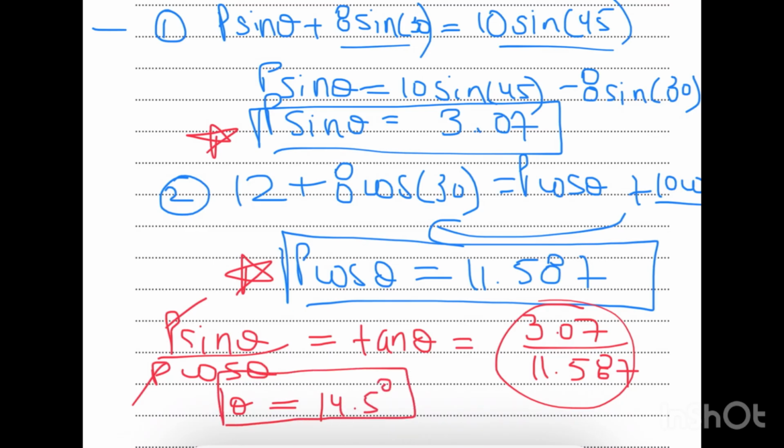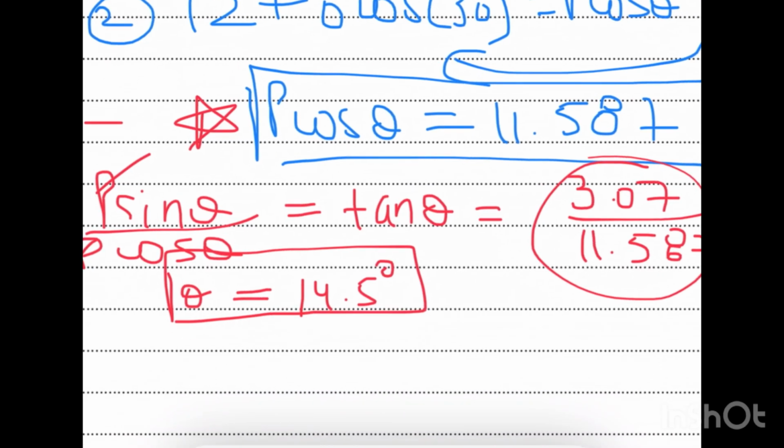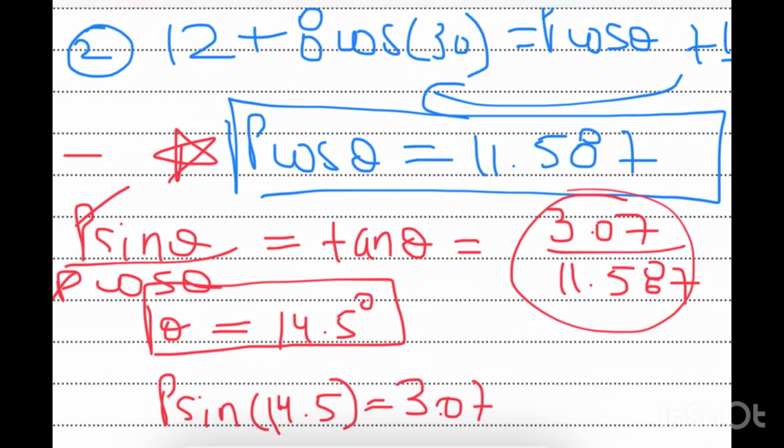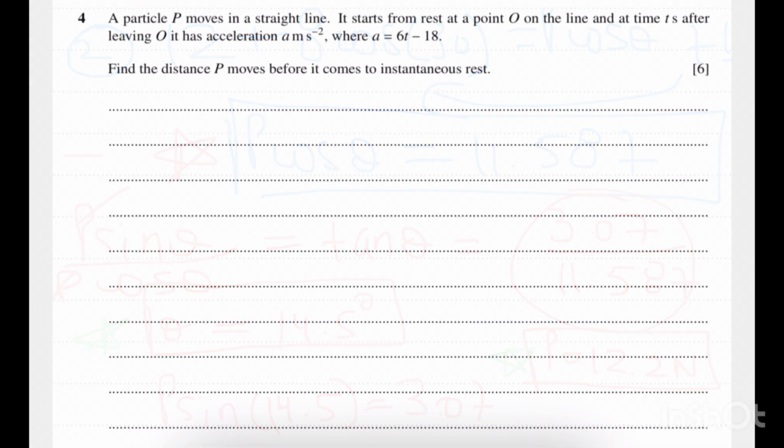Now we can substitute this value of theta in either of these two equations. I will take the one with P sin theta. So P sin 14.5 must be equal to 3.07. So P is equal to 3.07 divided by sin 14.5, which is equal to 12.2 newtons. So we have both the values of theta as well as P. So on to question number 4.